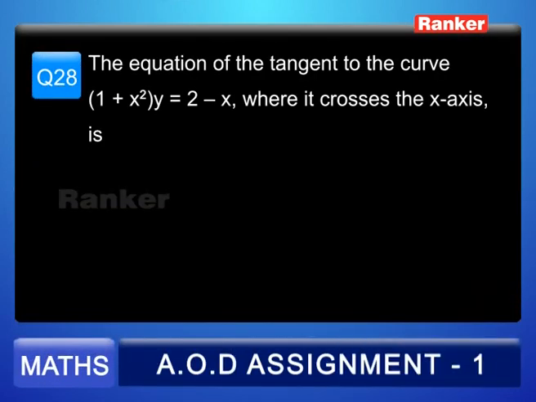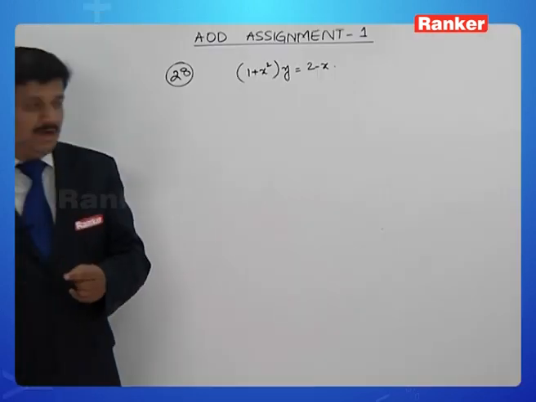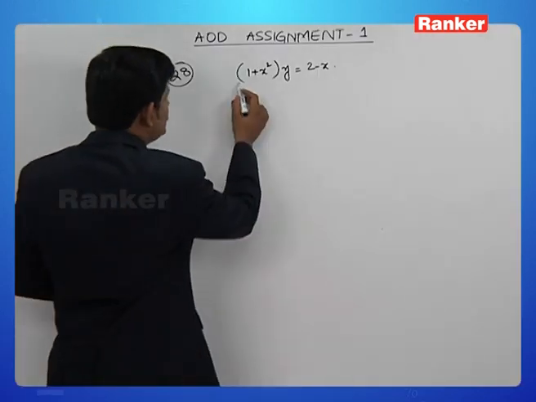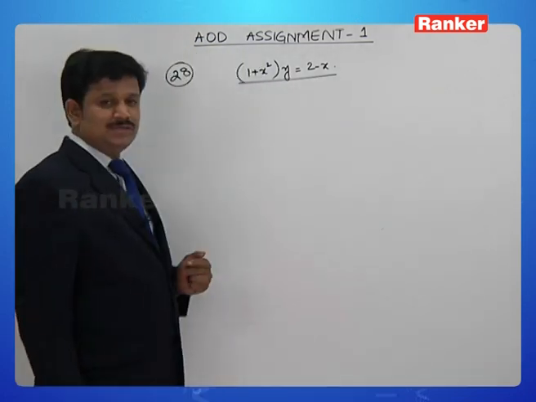Next question. The equation of the tangent to the curve (1 + x²)y = 2 - x, where it crosses the x-axis, is option A, x + 5y = 2, option B, x - 5y = 2, option C, 5x - y = 2, and option D, 5x + y - 2 = 0. We have to find the equation of the tangent to this curve at the point where the curve crosses the x-axis.